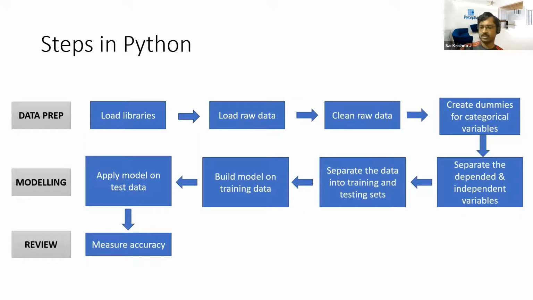So you create these dummies for the categorical variables in the data, and then after that you separate the dependent and the independent variable. If you're working with R, you don't have to do this. You can have everything in a single data frame, and in your random forest function, you can specify which is the independent and which is the dependent variable. Here, we are doing it in a slightly different manner.